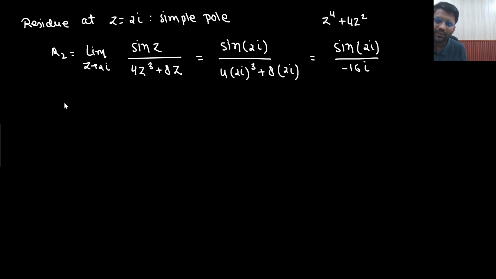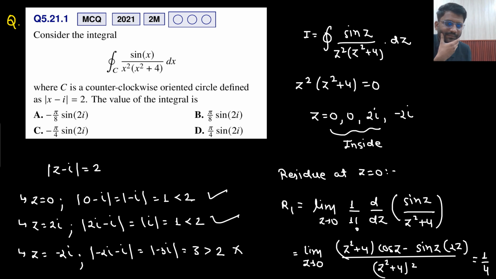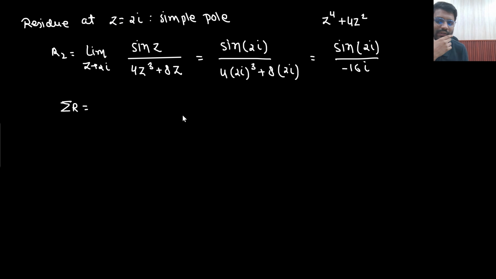What is the sum of residue now? Sum of residue is coming out to be... it is a GATE PYQ. Okay, it is a GATE PYQ of 2 marks. You are solving this question in the examination hall, so this is how you will be solving. So sum of residue.